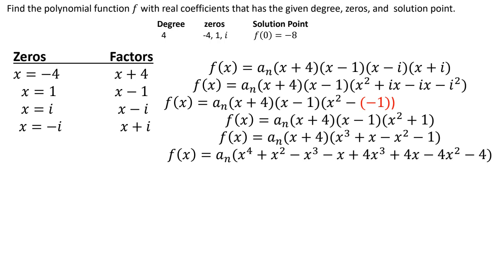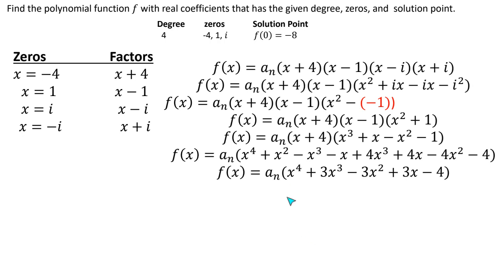So now we can combine like terms, put them in order. So we have x to the fourth. Then I have a negative x cubed plus a positive 4x cubed will give me a 3x cubed. And then I have an x squared plus a negative 4x squared would give me a negative 3x squared. I have a negative x plus a 4x will give me a 3x, and then we have our negative 4.